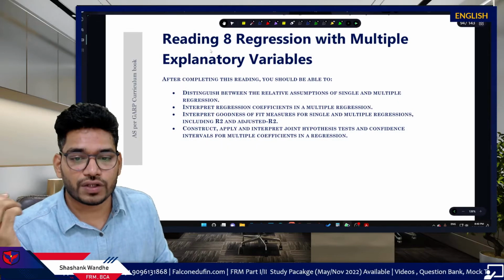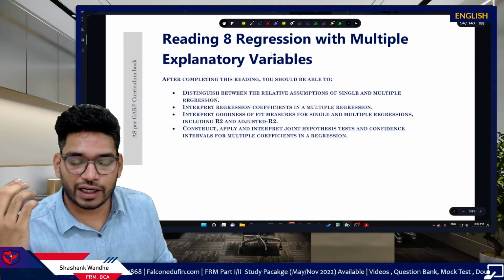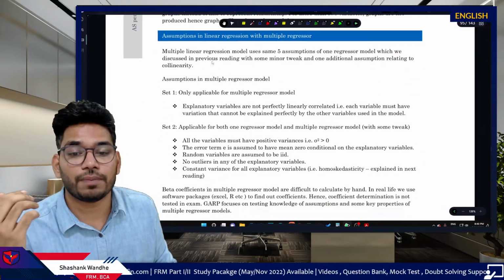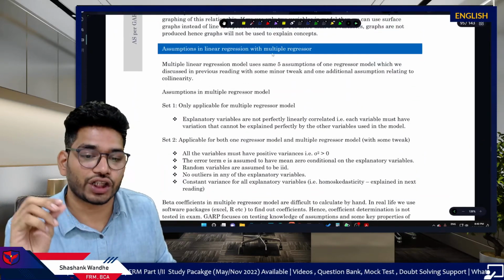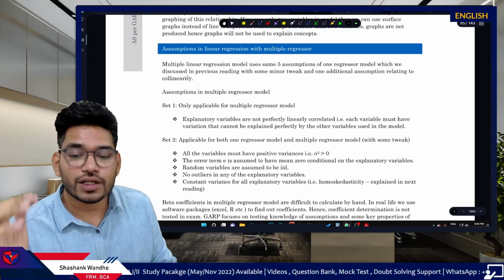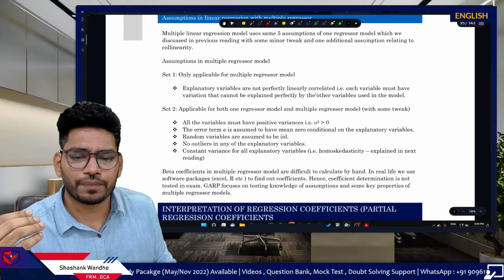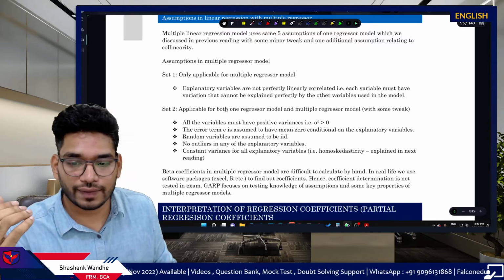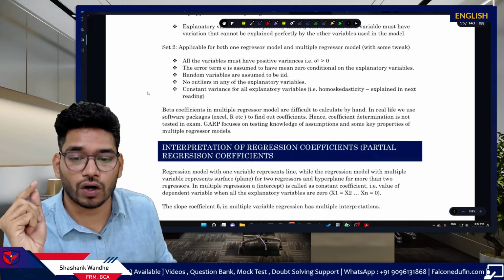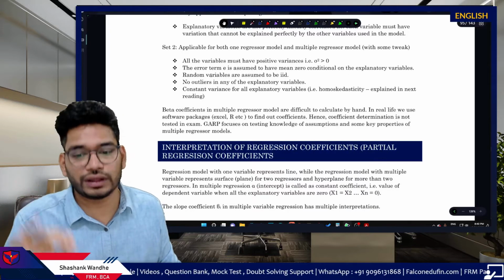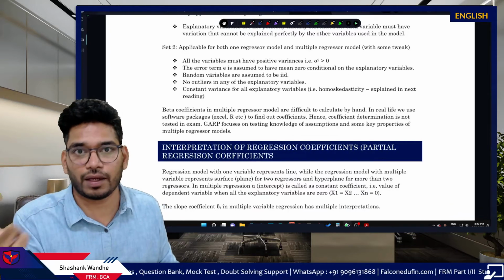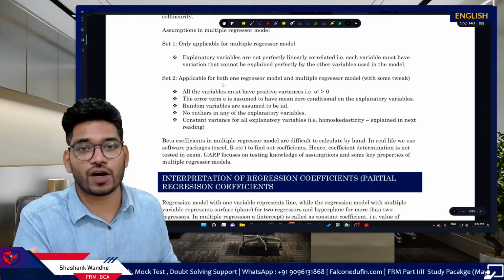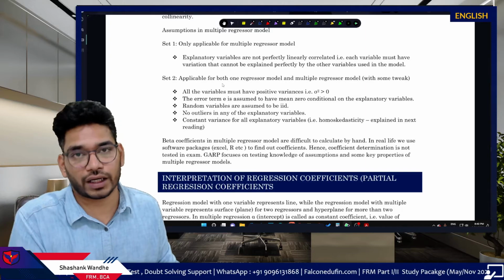Moving on to the next chapter, which is reading number 8, regression with multiple explanatory variables. Again, this is a very interesting reading. So we're starting with the basic equation setup. Now, the assumptions in linear regression with multiple regressors. I provided all the assumptions here. The first assumption is the multiple regressor model. This assumption is applicable for the multiple regression, and all the other remaining assumptions are applicable for both the models, both the one variable or multiple variables. You must remember all these assumptions. You must understand all the assumptions, like what's the meaning of a particular assumption and so on.